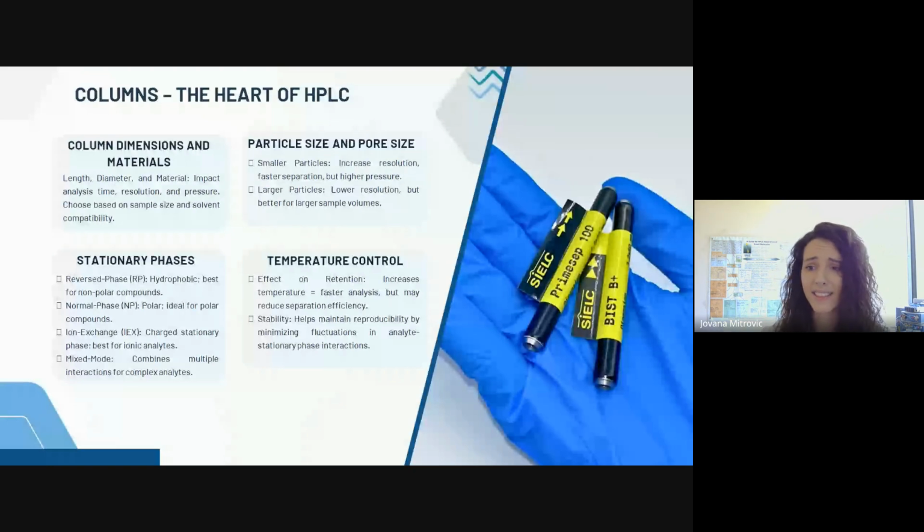Next, particle size also plays a big role. Smaller particles improve resolution and speed, but they generate more back pressure. Larger particles reduce pressure, but may compromise separation. Also, temperature control is another important factor. Higher temperatures often speed up analysis, but may reduce resolution. So a stable column temperature helps ensure reproducibility across runs.